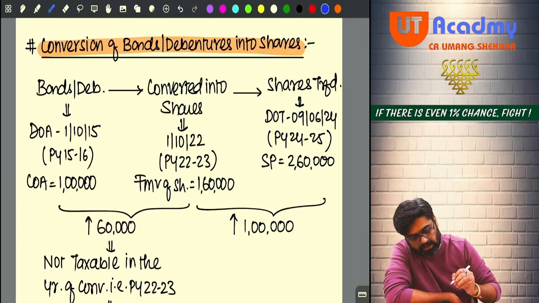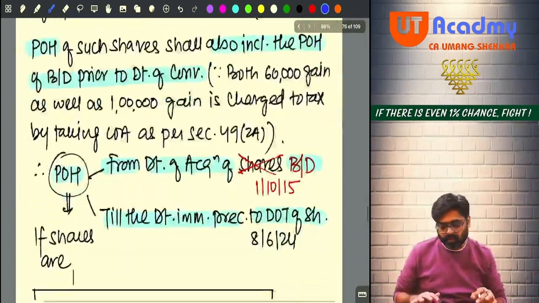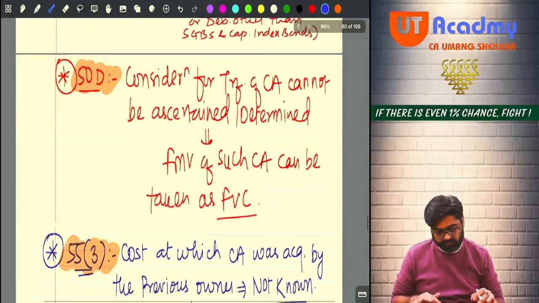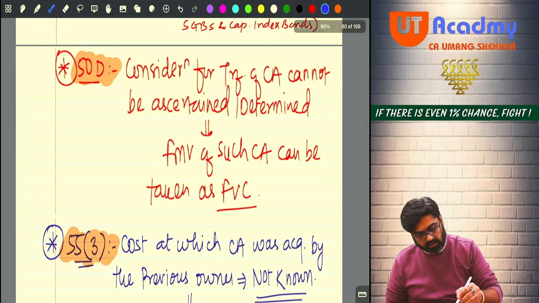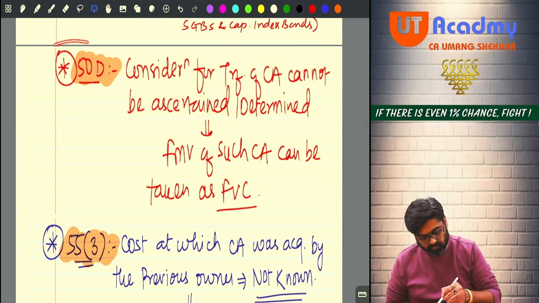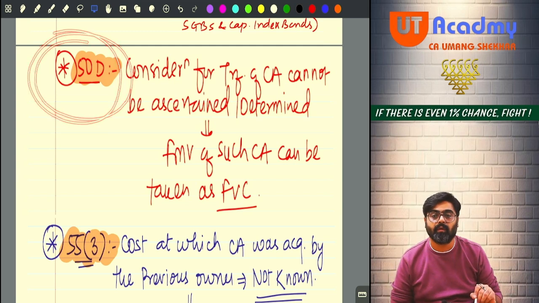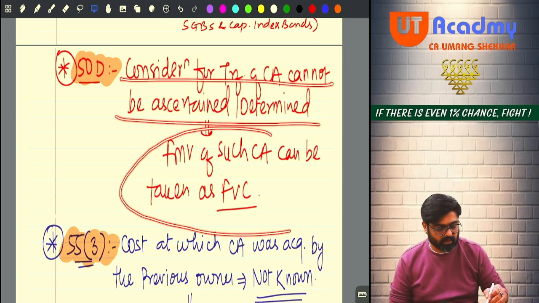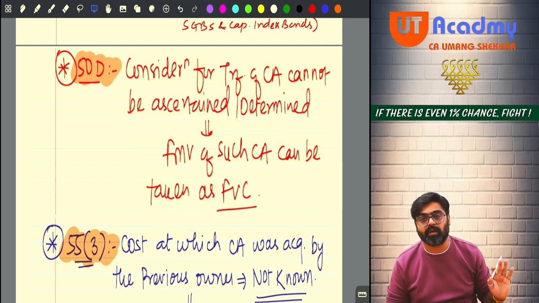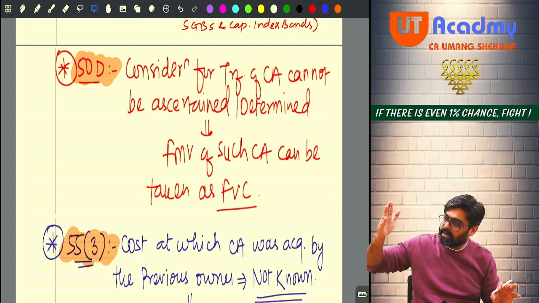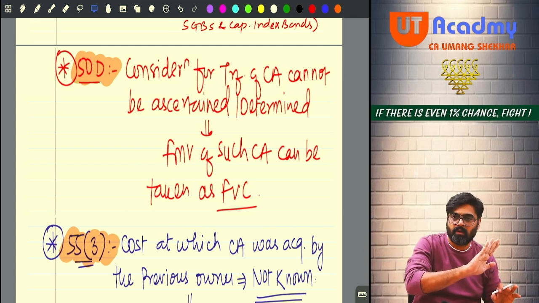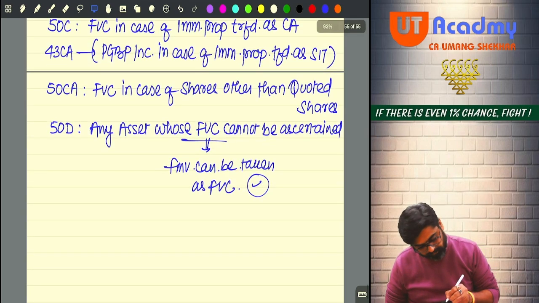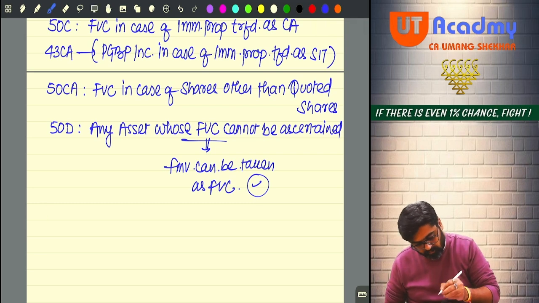Now see, this was the last section of the 50 series. This is the section I was talking about. 50D: consideration for transfer of a capital asset cannot be ascertained or determined. Fair market value of such capital asset can be taken as full value of consideration. So with this, the entire series of section 50 is over. Now after 50, there is one more section, section 51. And believe it or not, section 51 we have already done.